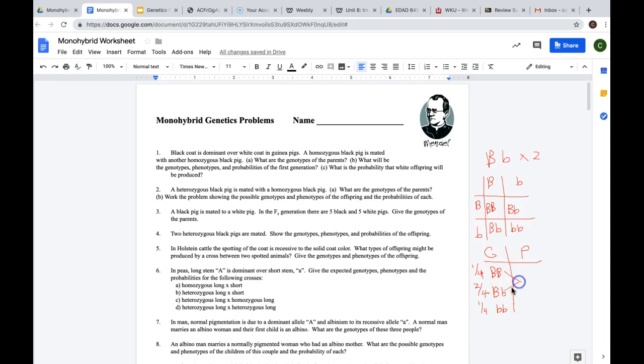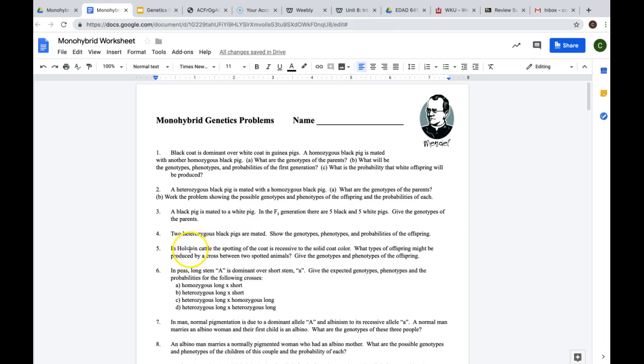So these two are going to be black pigs because they each have a dominant allele. This one actually has 2. So we're going to have 3/4 black, and then the other 1/4 is white. Okay. All right. So that was number 4.